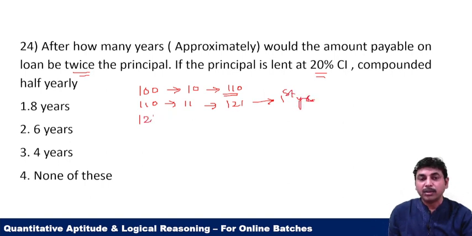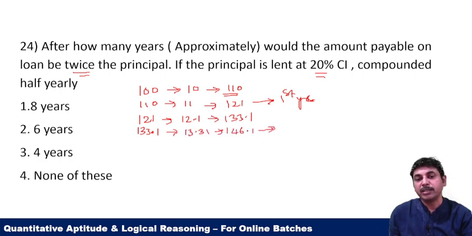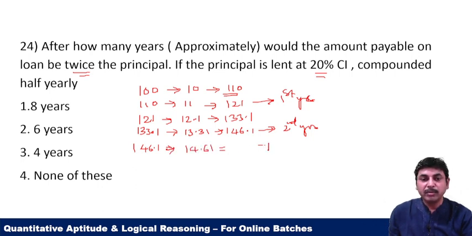Now this will become 12.1, 10% of this 133.1. 10% of 133.1 is 13.31, that effectively becomes 146.41. This will be the amount at the end of the second year. Now 10% of 146.41 is 14.64. So if you add this, it will be 161 something.